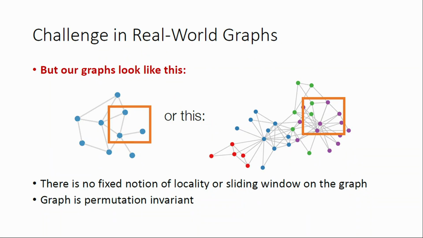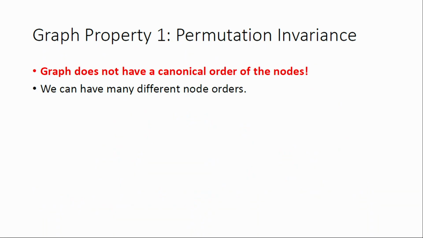So why is this challenging? The most challenging part about the graph is that it is order permutation invariant, and in some sense there's also the concept of permutation equivariance that comes next. But to understand these two key properties of graphs, the first one is that the graph does not have a canonical order of the nodes. Canonical order means one single unique order that will separate different graphs.